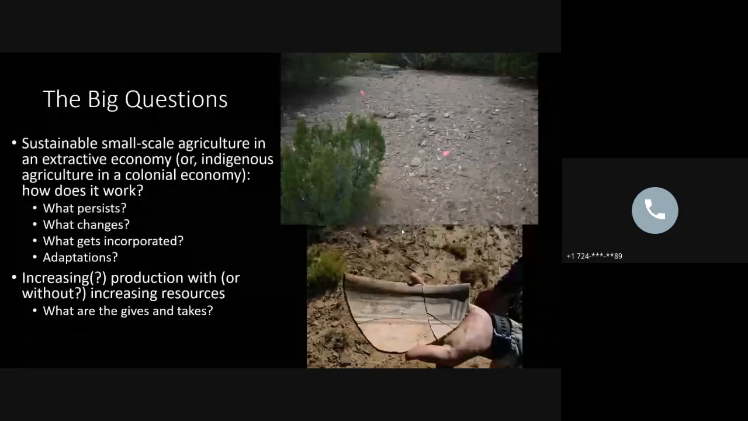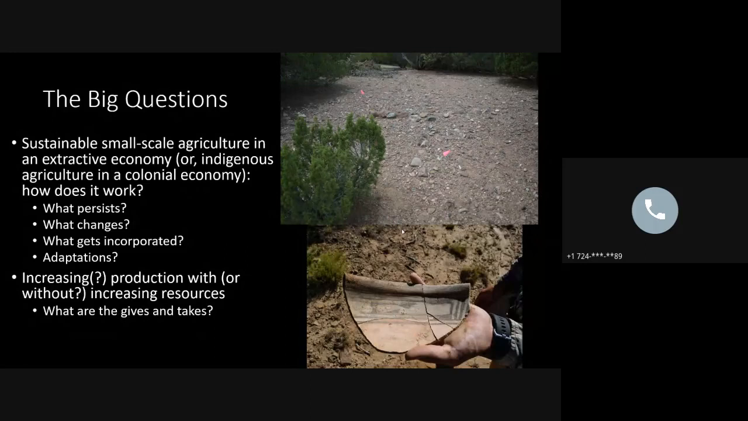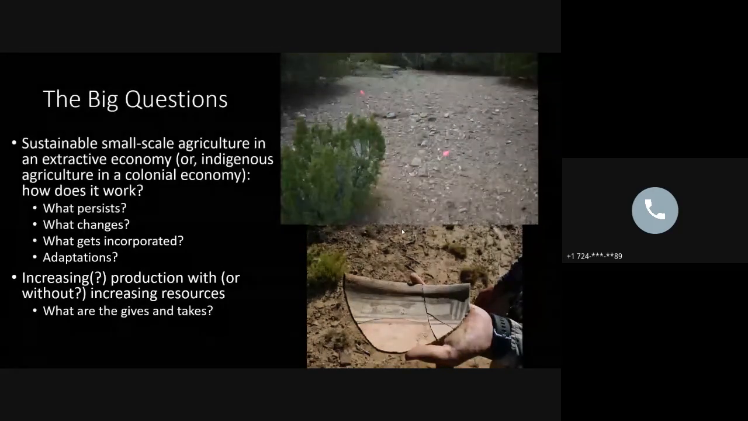Did they incorporate wheat? If so, to what extent? Did they incorporate sheep and livestock? If so, to what extent? And what adaptations did they make? How do you increase production with or without increasing resources? What are the gives and takes?